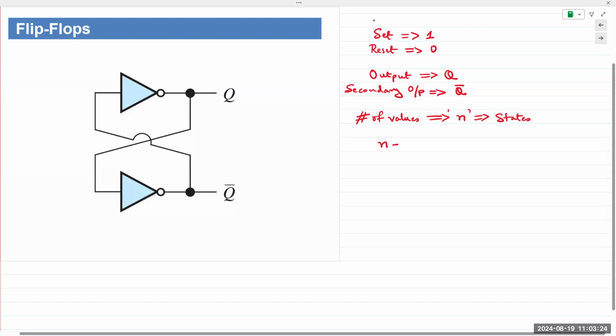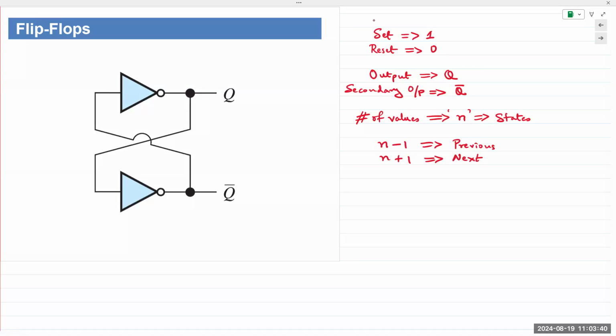And n minus 1 means previous, and n plus 1 means the next. So if it's Qn minus 1 or Qn plus 1, it's the previous output or the next output.